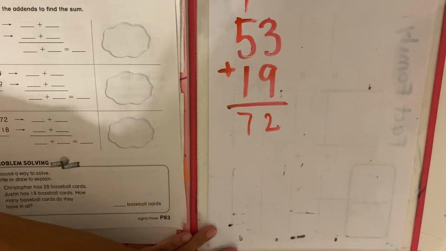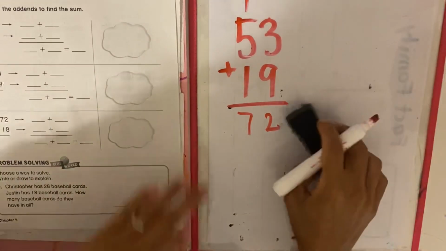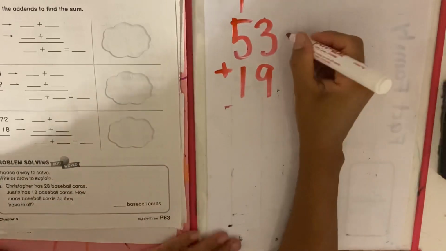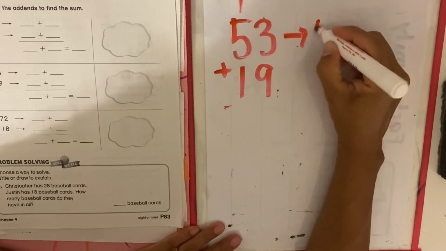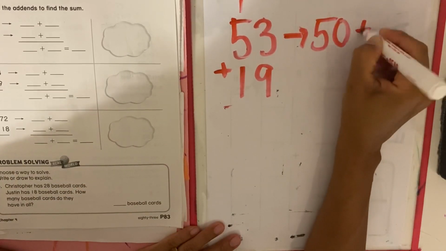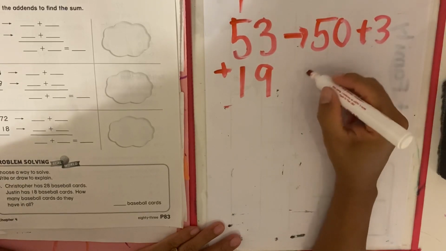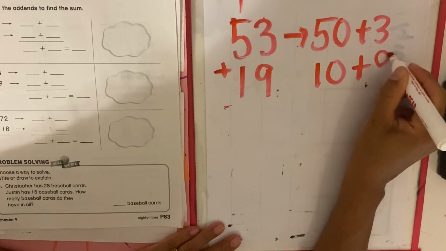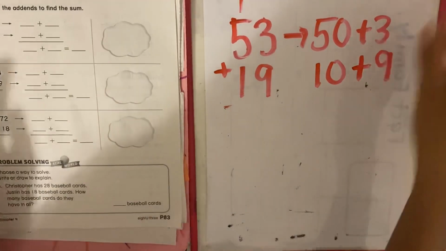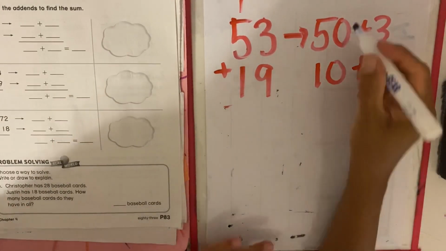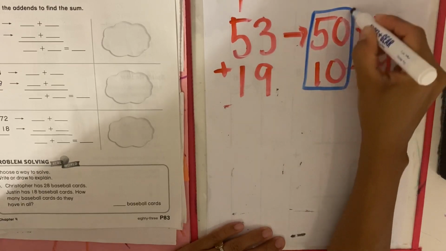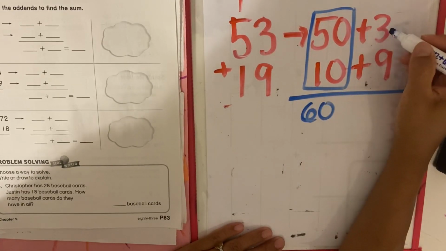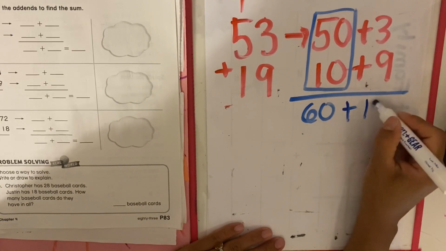They want us to break apart the numbers. So what they're asking us to do is to break it apart into tens and ones. So 53 becomes 50 plus 3, and 19 becomes 10 plus 9. So what you would do is add the 50 plus the 10, which would equal 60, and the 9 plus 3, which would equal 12.